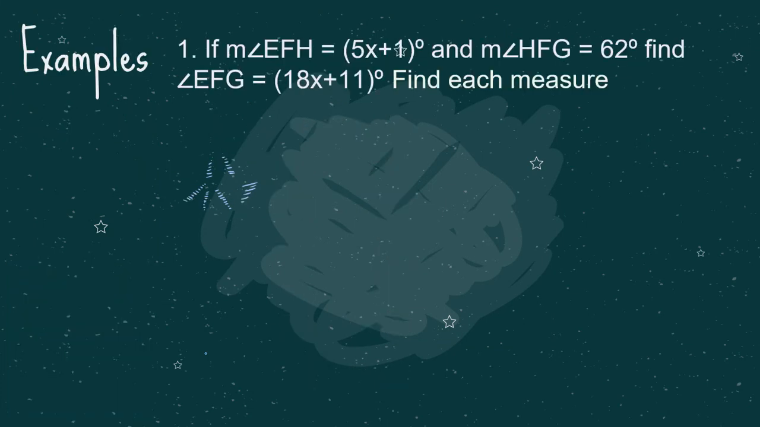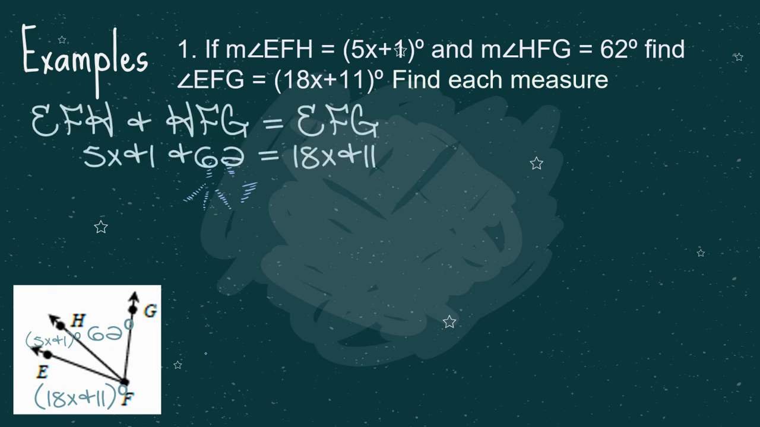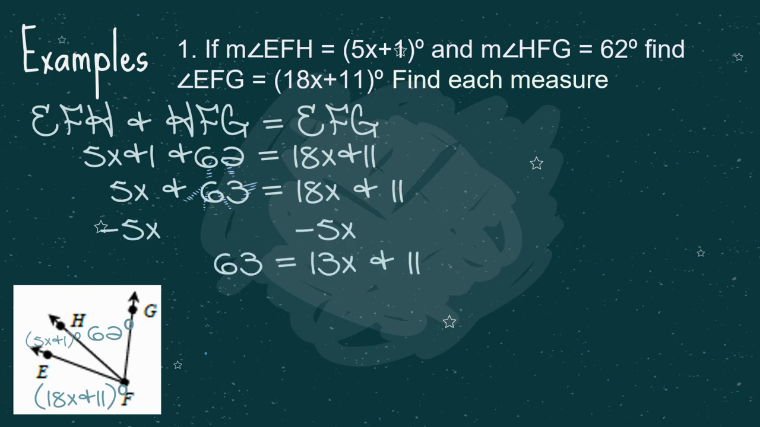This example is going to tell us to find each measure. So again, here's our picture. Here's labeling our picture. That small angle is 5x plus 1. The medium-sized one is 62 degrees, and the big one is 18x plus 11. So let's plug in what we know: 5x plus 1 plus 62 equals 18x plus 11. Combine like terms, get x on one side, now get x on that side by itself, and x is 4.